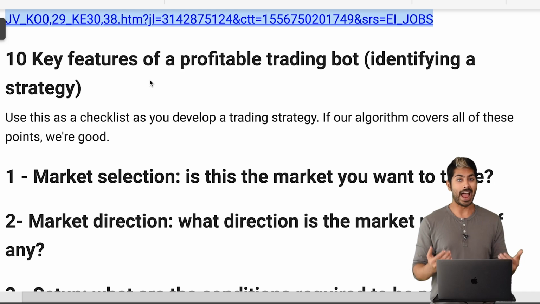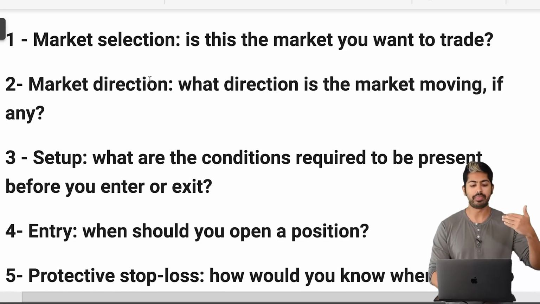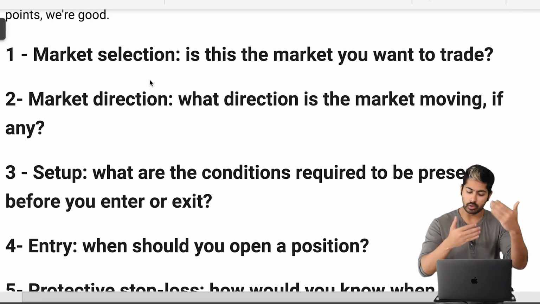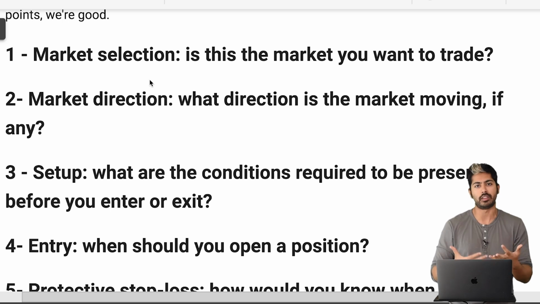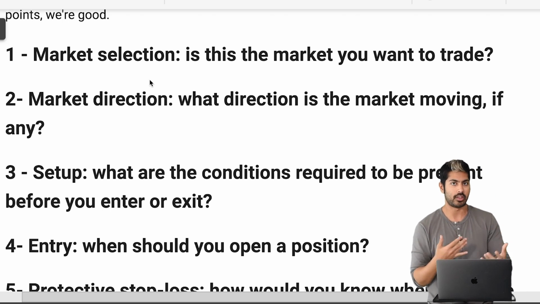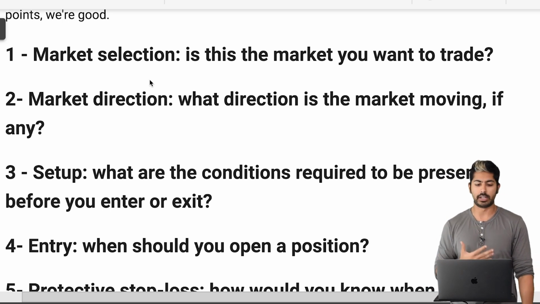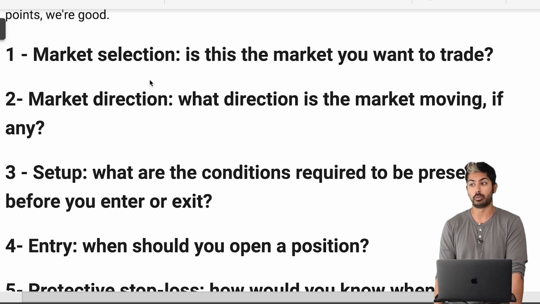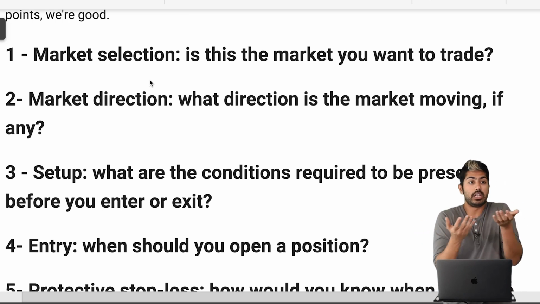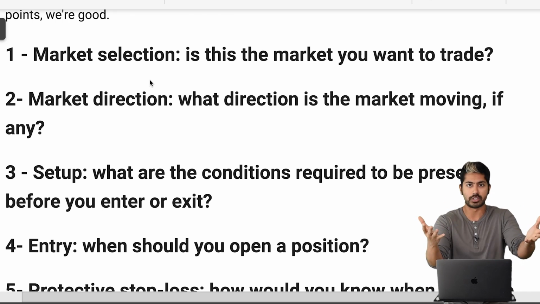Once we're ready to build our algorithm, we have to ask ourselves 10 things. So it's a checklist, a thought process, and we'd be writing down our answers as we go. The first is market selection. What market do we want to trade on? Do we want to trade on the stock exchange? For us, it's going to be the cryptocurrency market.